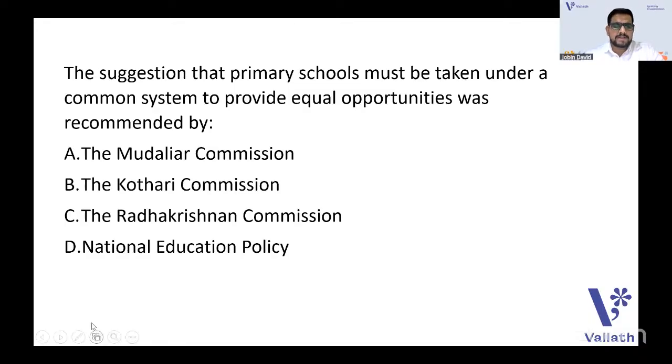So you should think of which of these worked on primary schools. Obviously, it is Kothari, because Mudaliar was the secondary commission and Radhakrishnan was the University Commission, the higher education commission. Kothari was a holistic approach from primary to higher education. So obviously that answer will be Kothari Commission.